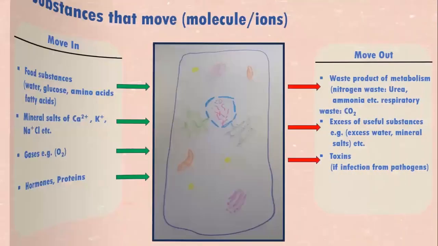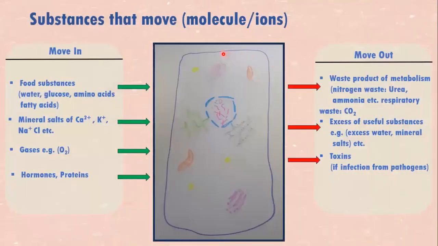Now, what are the substances? We have put together the substances. They are molecules or ions, and those that move in are principally food substances, all the various types of food substances, including water. You can think about glucose, amino acids, fatty acids. You can have mineral salts that move in. They are all getting into the cell. Gases dissolve and move into the cell. Hormones, proteins, they all move in.